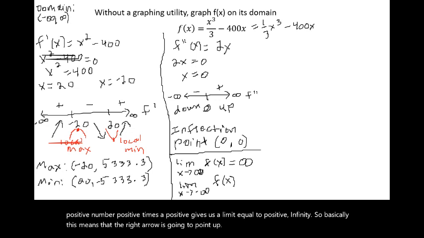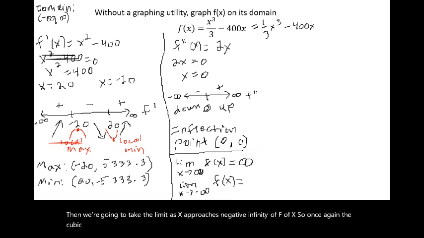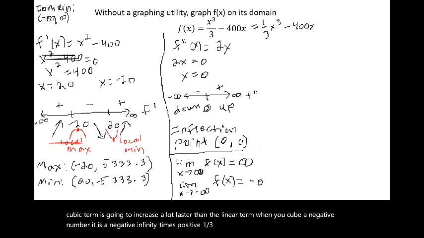Then we're going to take the limit as x approaches negative infinity of f of x. So once again, the cubic term is going to increase a lot faster than the linear term. When you cube a negative number, it is a negative. Negative infinity times positive 1/3 is going to be negative infinity. So the left arrow is going to point down.